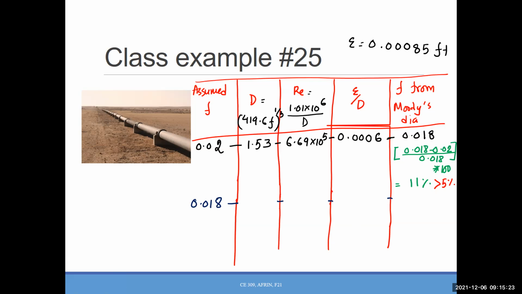No, because we are trying to find how much difference our assumption had with respect to the value from the Moody's diagram. That's what we are trying to do. So we will not divide by the average.